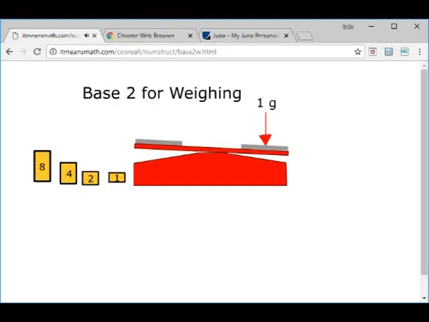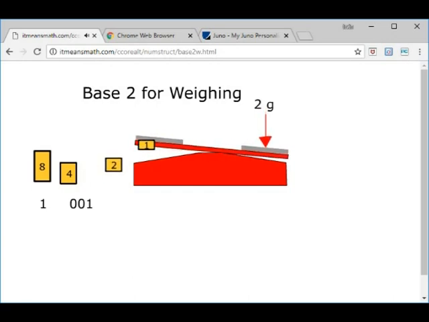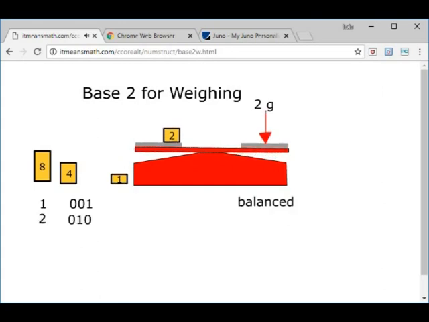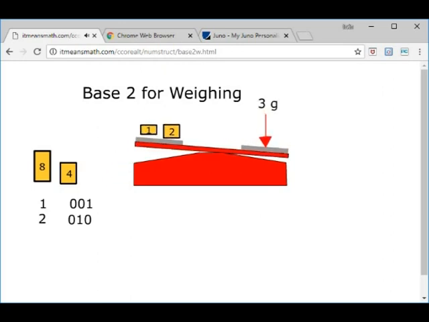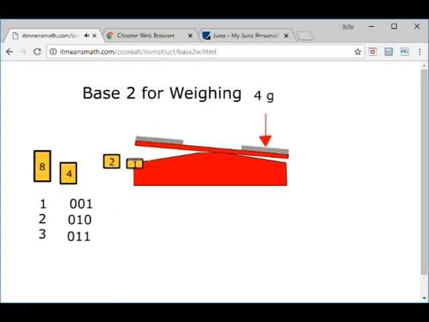We use the weights 1, 2, 4, and 8. To weigh a 1-gram weight, we just need the 1-gram weight. To weigh a 2-gram weight, we need a 2-gram weight. However, to weigh a 3-gram weight, we need a 1-gram weight and a 2-gram weight. And we see in the number there, 1-gram weight and a 2-gram weight.